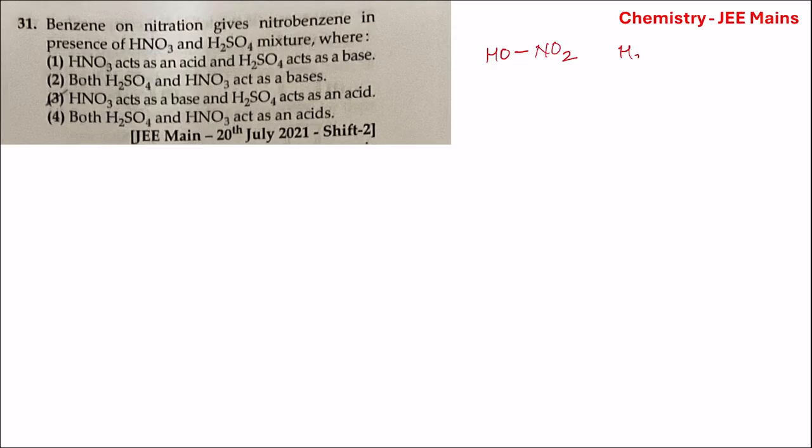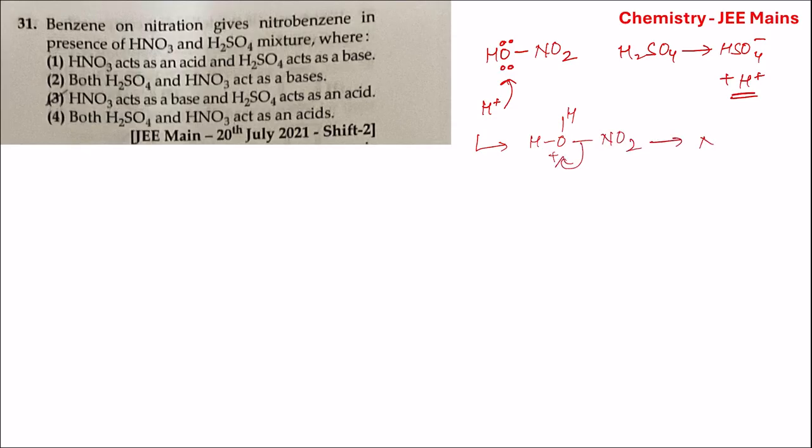Now, H2SO4 dissociates to give HSO4 minus and H plus ions. This H plus ion will attack the lone pair of electrons present on the oxygen of HNO3. So, the H plus ion will attack here and we get HOH, oxygen with positive charge, and NO2. This bond breaks, the sigma electrons shift towards oxygen and we get the electrophile, that is NO2 plus, and H2O is formed.